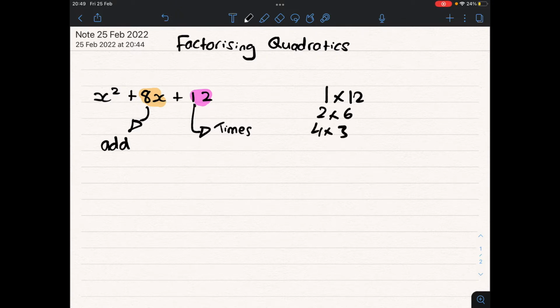Now, 1 times 12, although it times to 12, doesn't add to 8. So it can't be that. 2 times 6 is 12, and 2 plus 6 also gives us 8, which is the correct two numbers to help us factorize the quadratic. So what we do is lay 4 sets of brackets, 1, 2, 3, 4, and we incorporate these two numbers into the brackets. So x plus 2 and x plus 6.